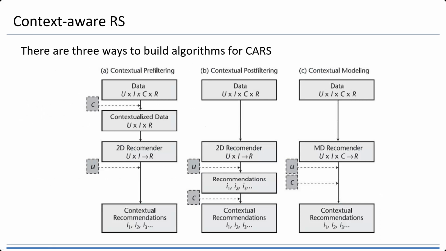So in the context-aware recommender system, there are three ways to build the algorithm for CARS. Okay, CARS is the context-aware recommender system. The first is pre-filtering, contextual pre-filtering. So based on the data, we have the U, I, C, and R.